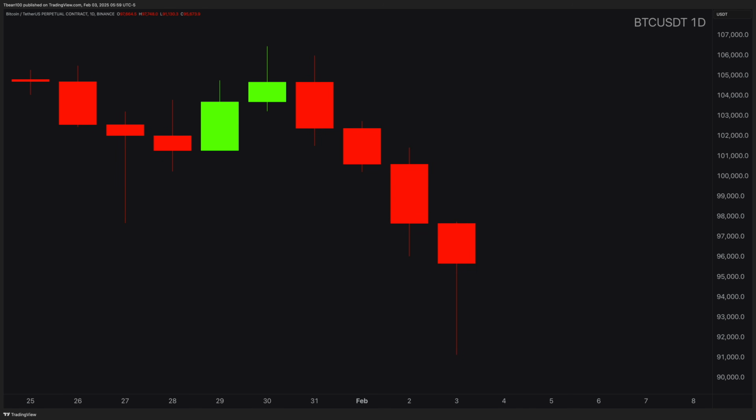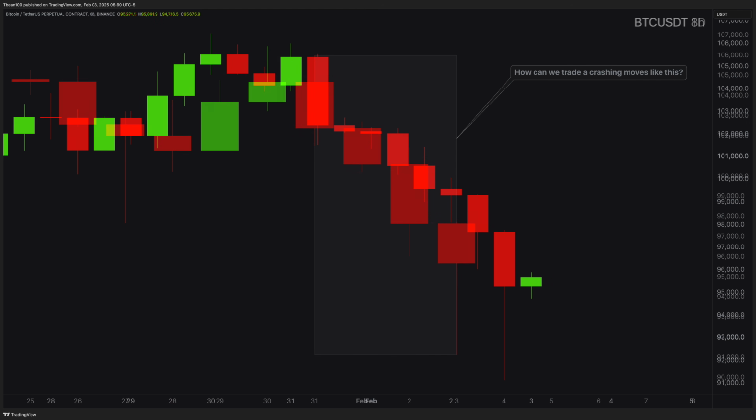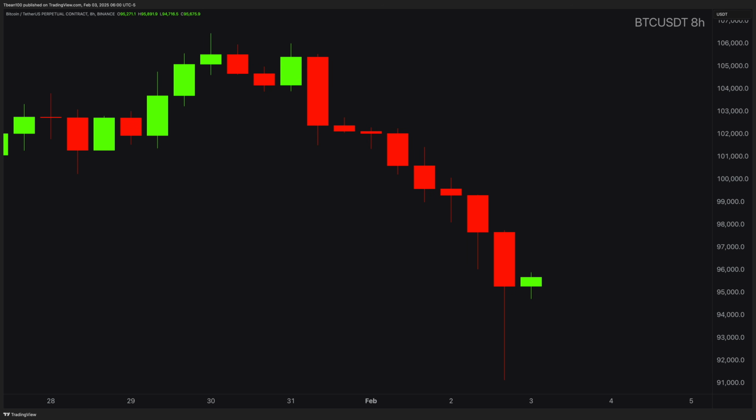As you already know, Bitcoin made this gigantic crash from $105,000 to $90,000 in just 4 days. Of course, our main question should be how can we trade these movements from early points? Your biggest helpers again will be imbalances.